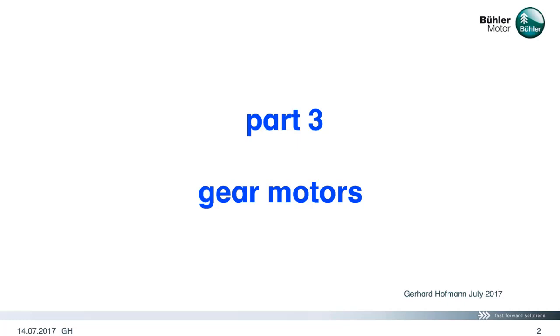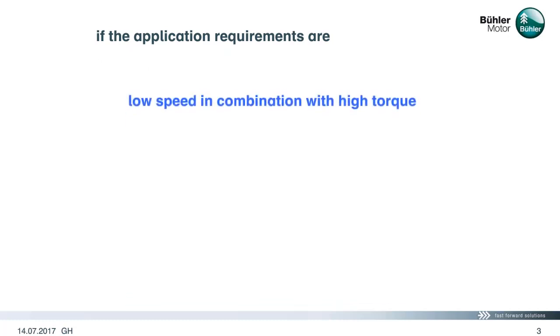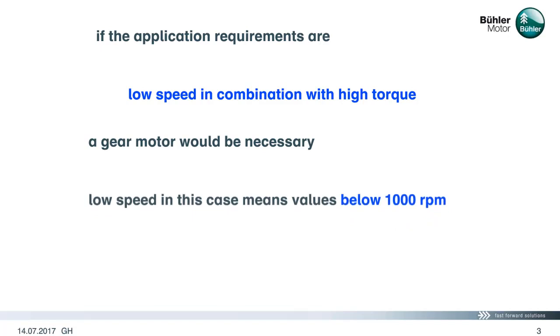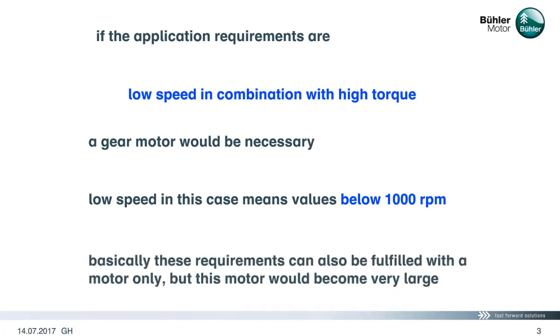Hello, my name is Gerhard Hofmann. In part 3 of the training sessions on application engineering, I will show you the use of gear motors instead of motors only. If the application requirements are low speed in combination with high torque, a gear motor would be necessary. Low speed in this case means values below 1000 RPM. Basically, these requirements could also be fulfilled with a motor only, but this motor would become very large.